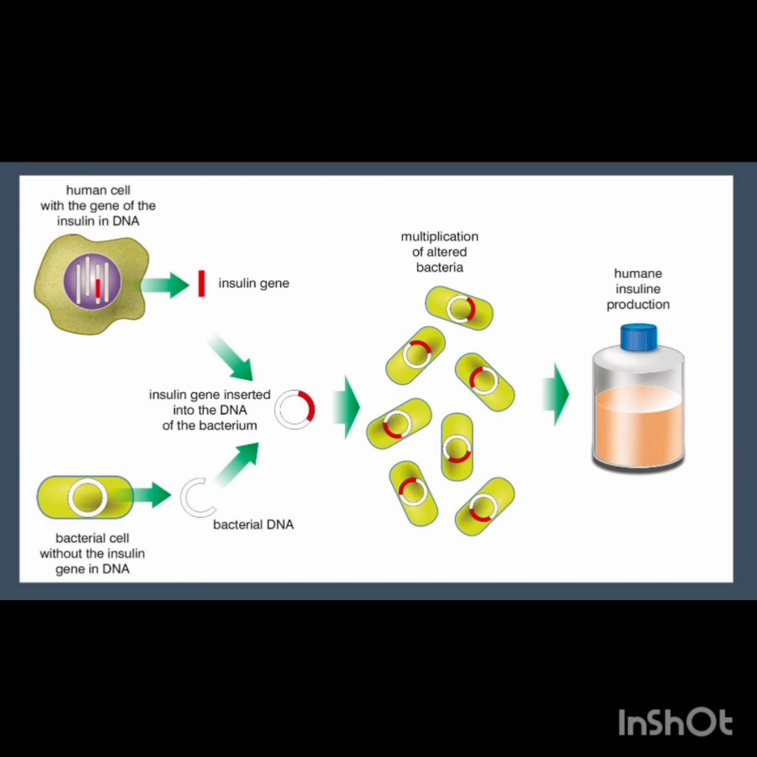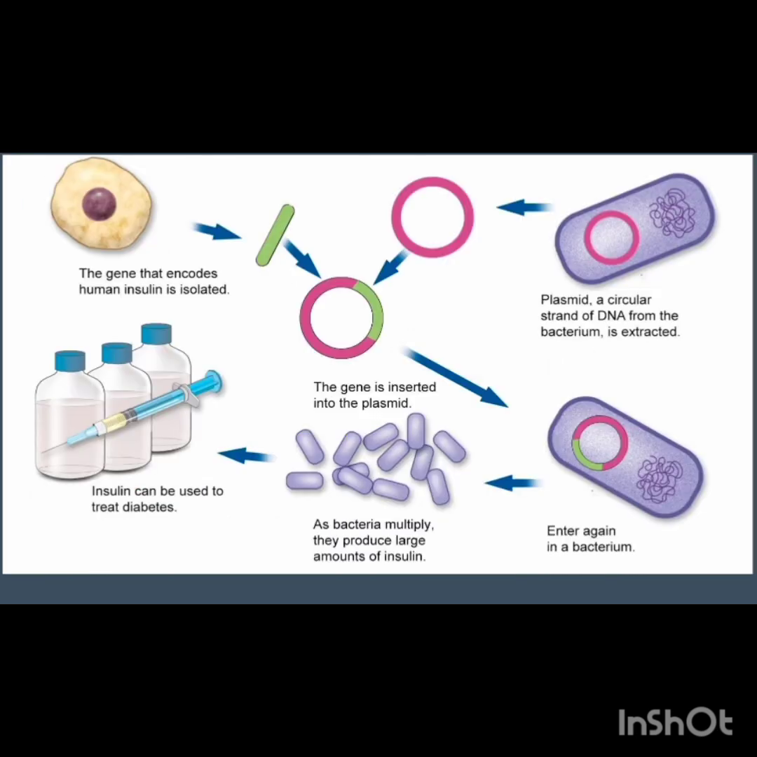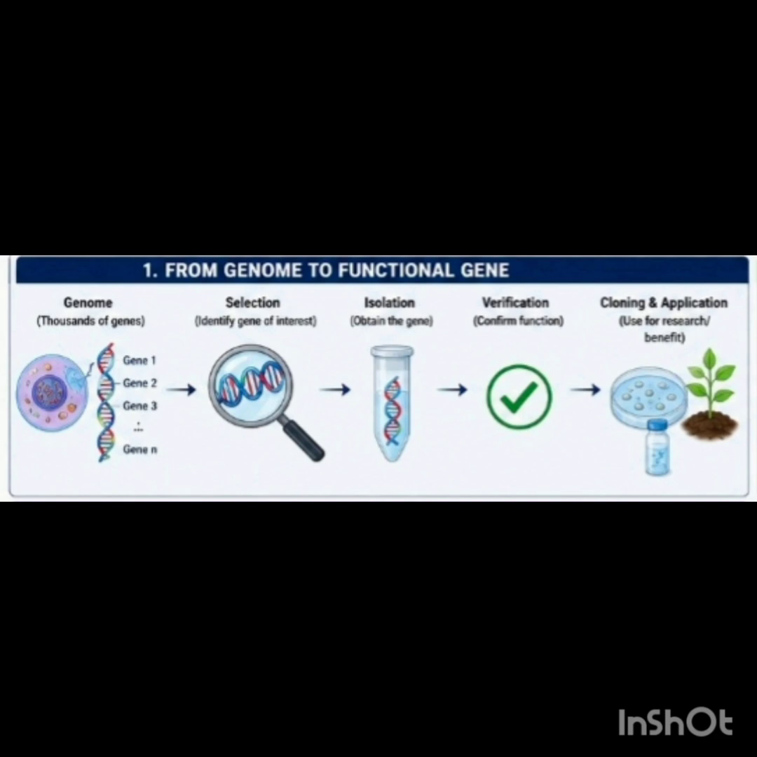Scientists are often interested in finding a particular gene that performs a useful function, such as producing insulin, conferring disease resistance in plants, or helping microorganisms degrade pollutants. The process of identifying and obtaining such a gene is known as selection and isolation of functional genes. So, what is a functional gene?